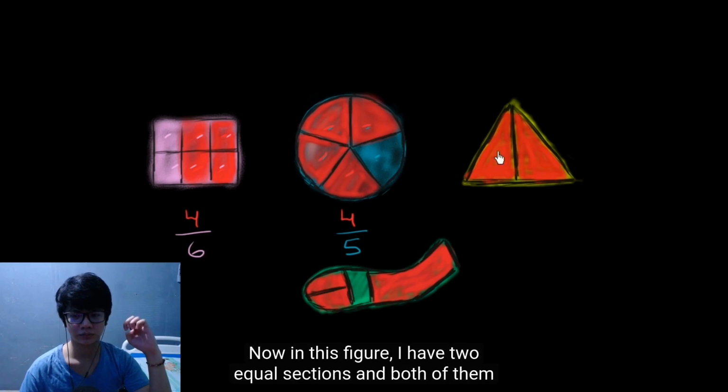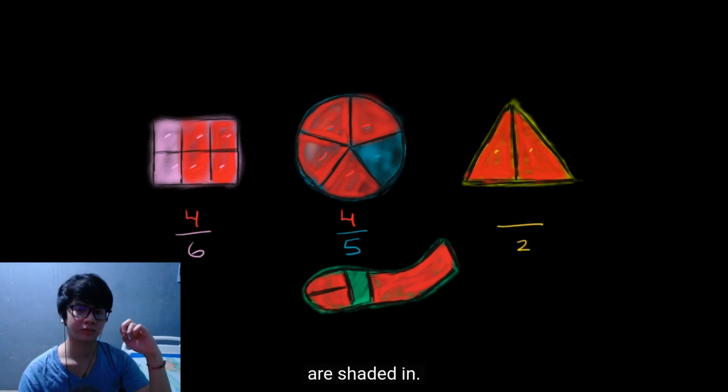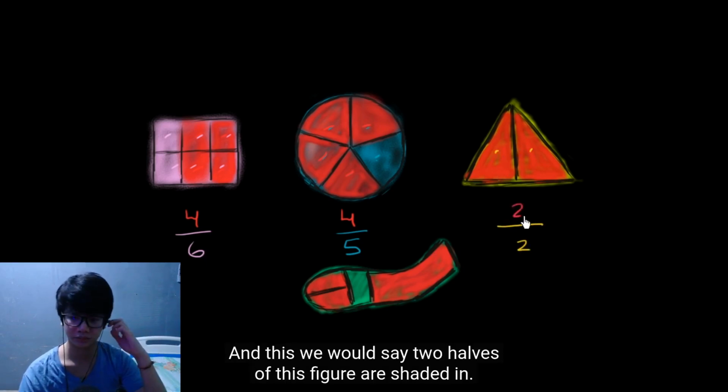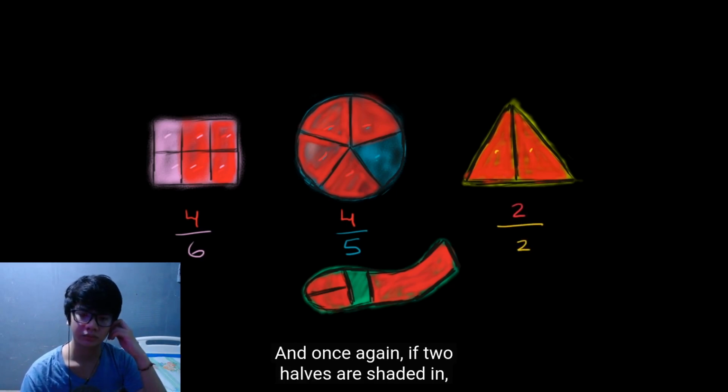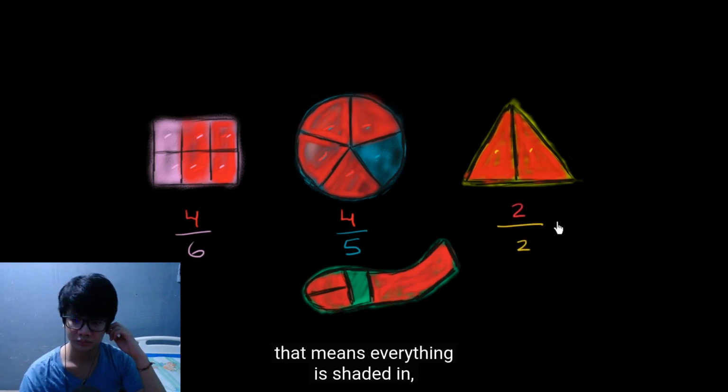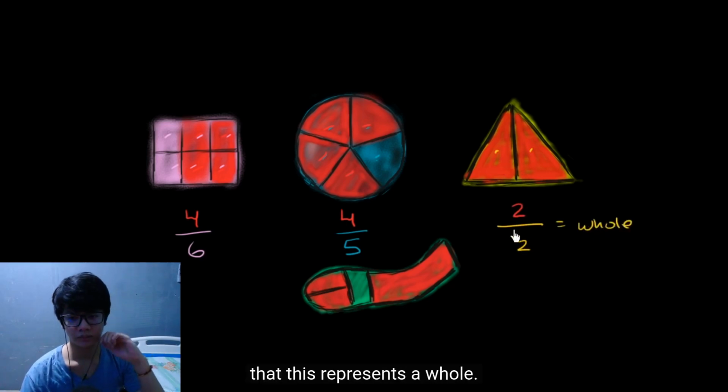Now in this figure, I have 2 equal sections. And both of them are shaded in. So we would say 2 halves of this figure are shaded in. And once again, if 2 halves are shaded in, that means everything is shaded in. This represents a whole.